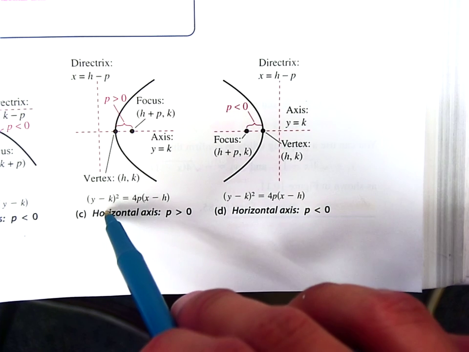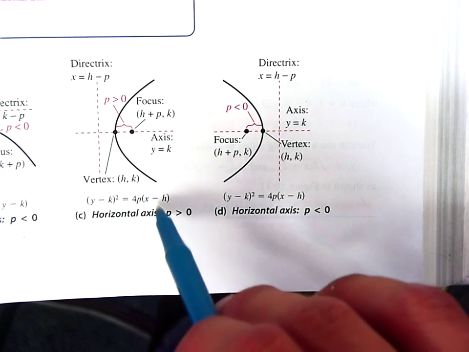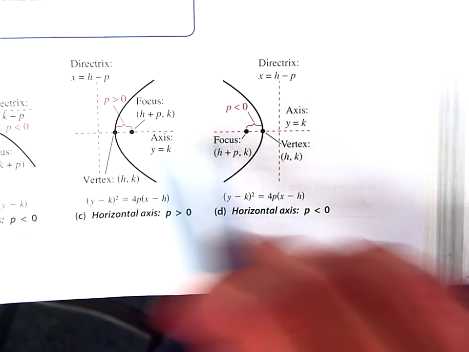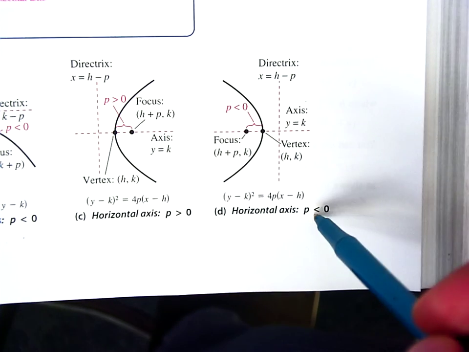And then the last two graphs, go ahead and write these down. It's y being squared. And if p is greater than 0, it's going to go right. And if p is less than 0, it's going to go left. Okay, and I'll show you all that in hopefully one example.